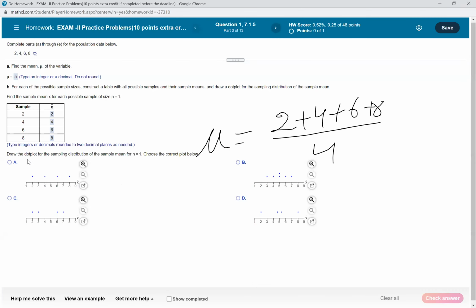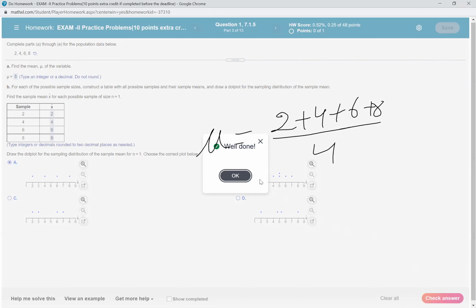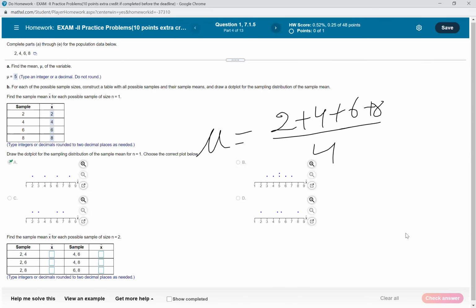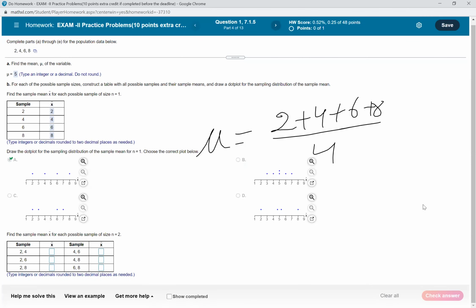Okay, so draw the dot plot for the sampling distribution. We have the sampling data, we have X bar. Now we need to construct the dot plot for this one. So what will be the dot plot? At 2, we have just one number, so we have one dot. At 4, we have one number, one dot, and at 6 as well. So it will be this one.